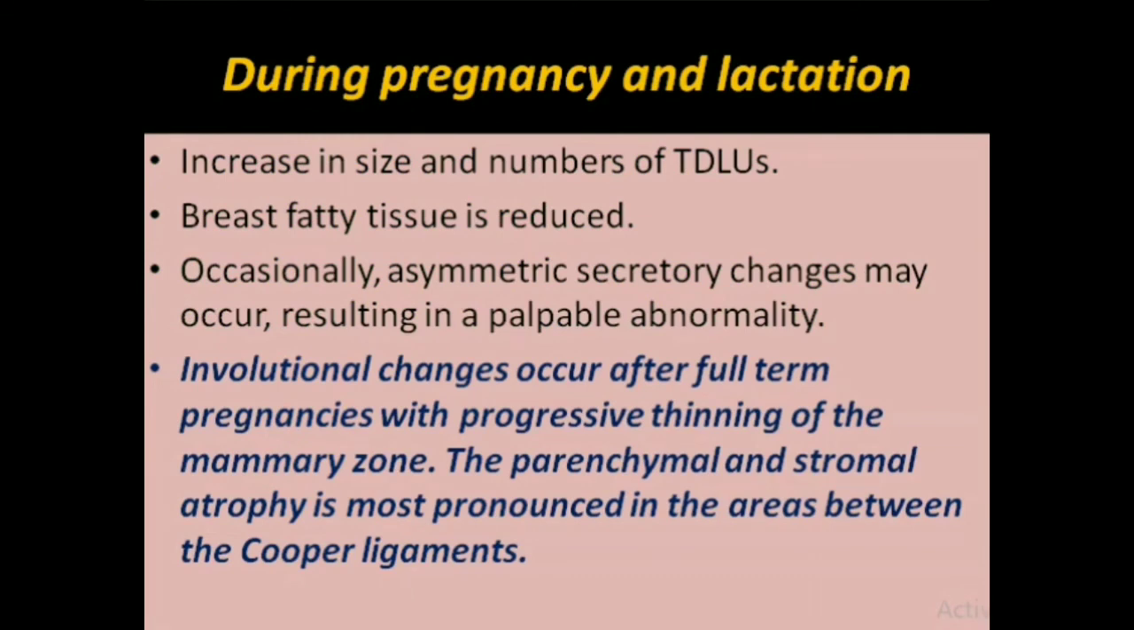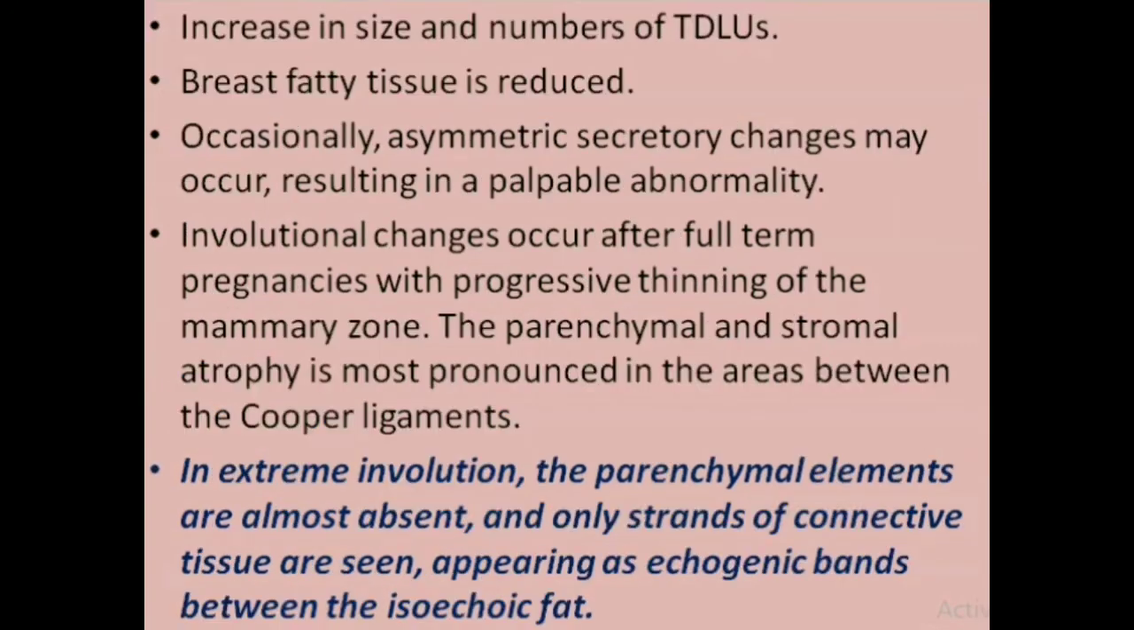Involutional changes occur after full-term pregnancies with progressive thinning of the mammary zone. The parenchymal and stromal atrophy is most pronounced in the area between the Cooper ligaments. In extreme involution, the parenchymal elements are almost absent and only strands of connective tissue are seen, appearing as echogenic bands between the isoechoic fat.